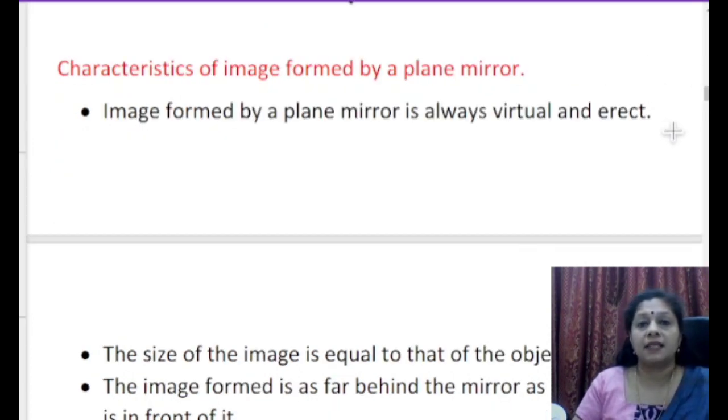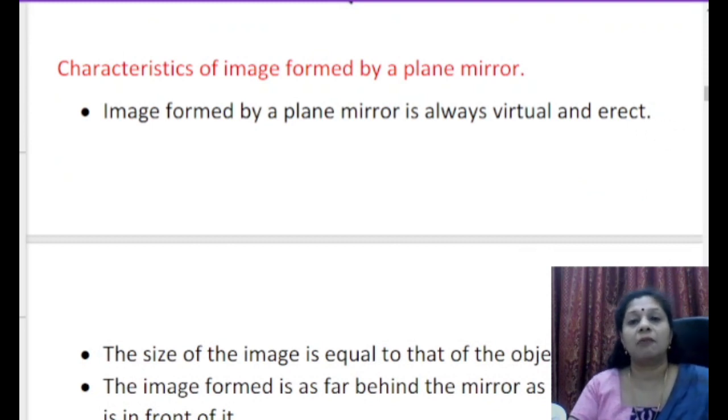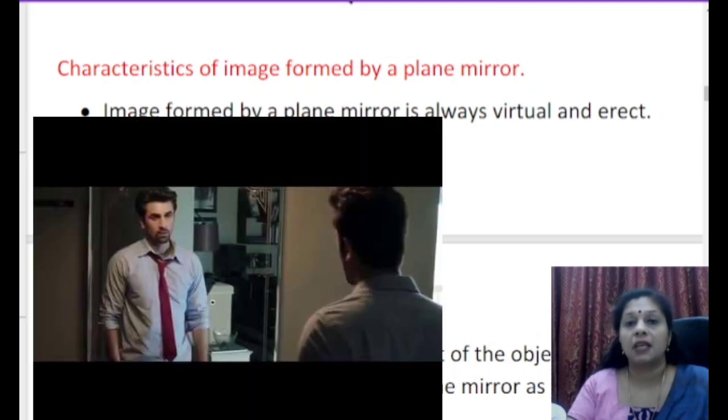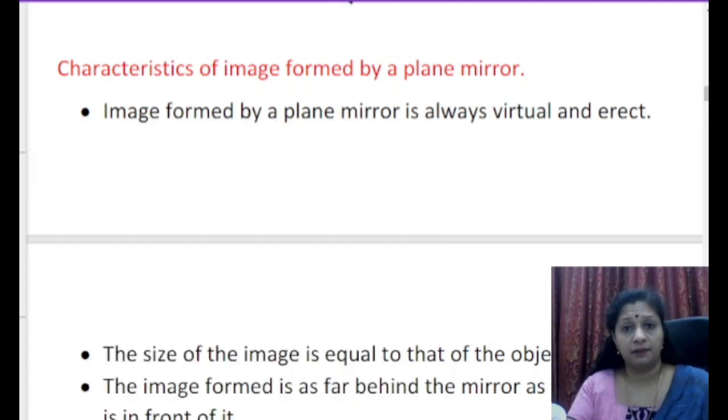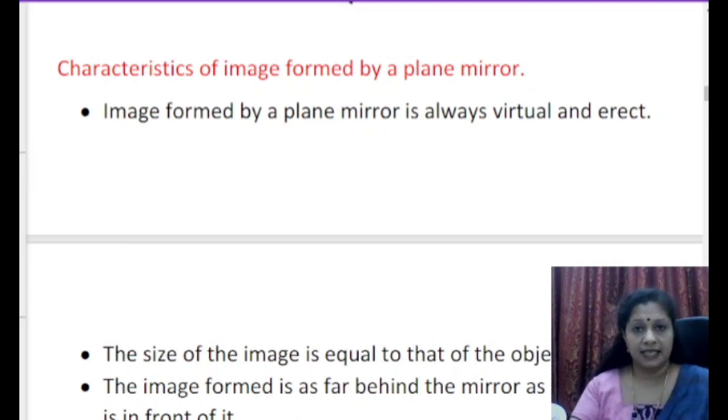Now, what are the characteristics of the image formed by a plane mirror? Go and stand in front of a mirror and see how your image looks. Those are the characteristics. The first one is, the image formed by a plane mirror is always virtual and erect. Once you move away from the mirror, the image also moves away. You cannot capture it on a screen because it is formed inside the mirror. Since you are not getting it on a screen, that is called a virtual image, and virtual images are always erect. We will study it in detail.